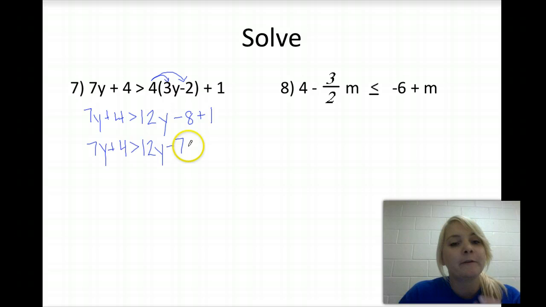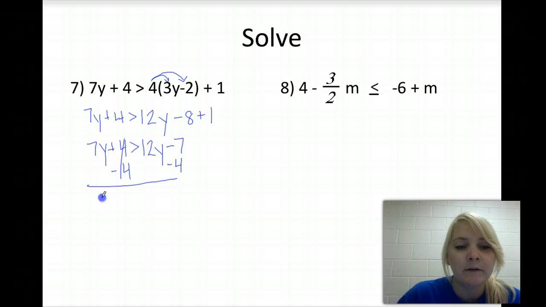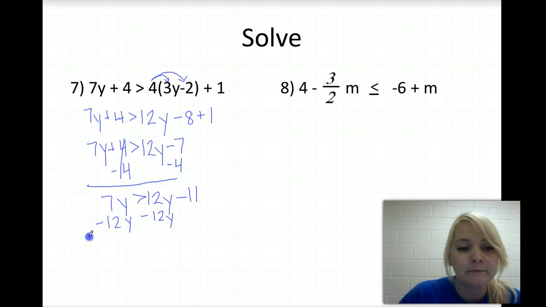Now I'm going to move so my like terms are on the same side. So I'm going to subtract 4 from both sides. 7y is greater than 12y minus 11. And then I'm going to subtract 12y from both sides.